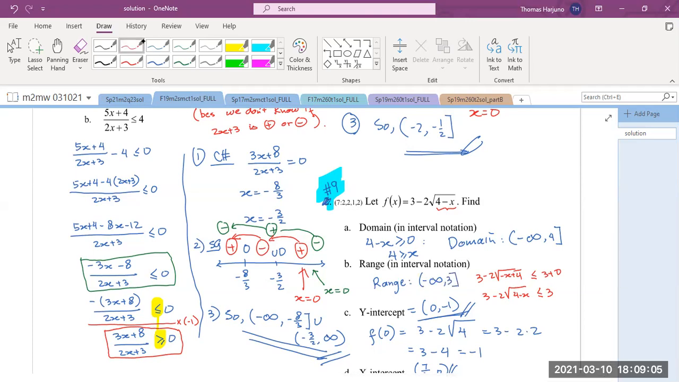So if I try to explain it without graphing, the square root of blah is at least zero. So negative square root of blah must be at most zero. And negative two square root of blah is also at most zero. Now you add three to both sides of the inequality, then you get this inequality, which implies that the range is at most three.